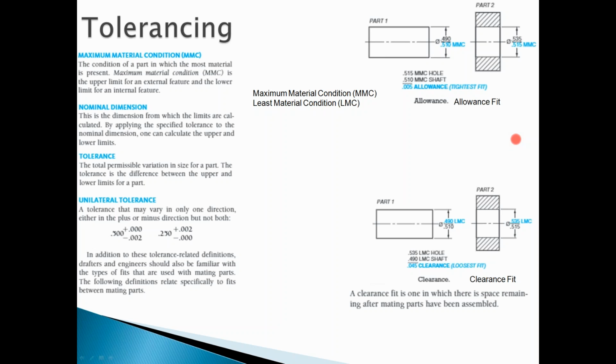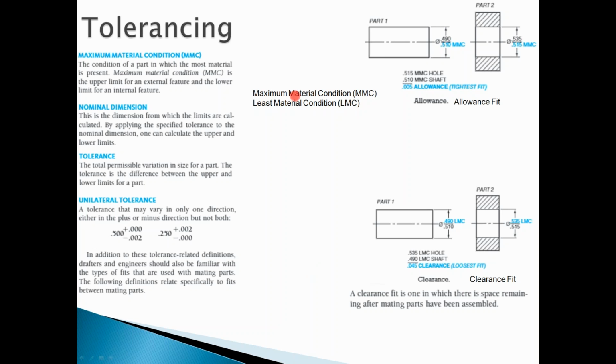Unilateral tolerance, a tolerance that may vary in only one direction, either in the plus or minus direction, but not both. So it's either or, but it's not both. In addition to this tolerance-related definition, engineers should also be familiar with the type of fits that are used with the mating part. The following definition relates specifically to fit between mating parts.